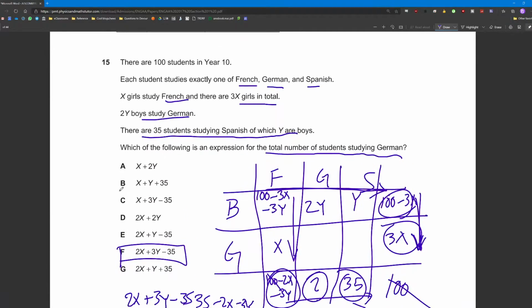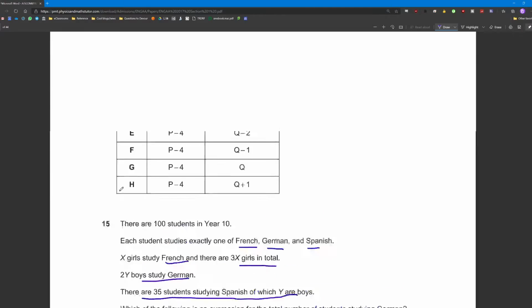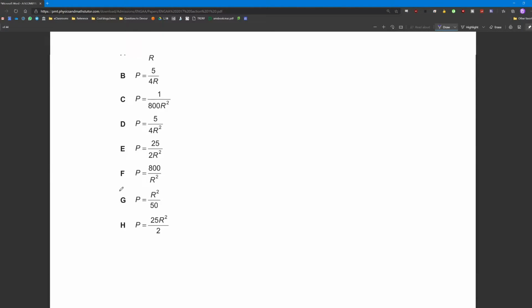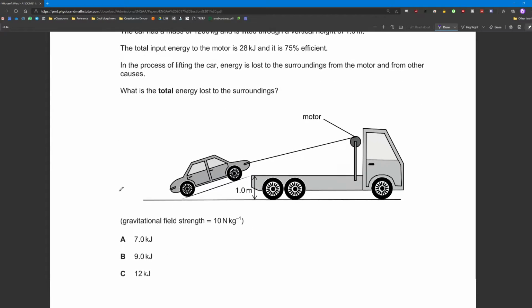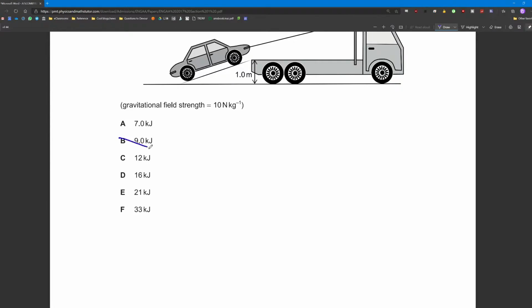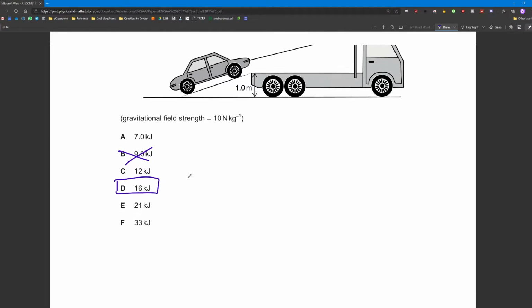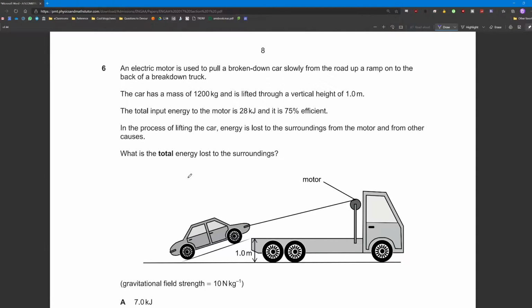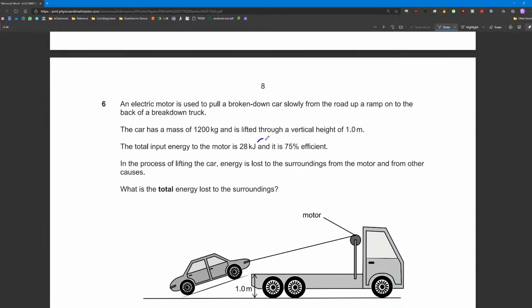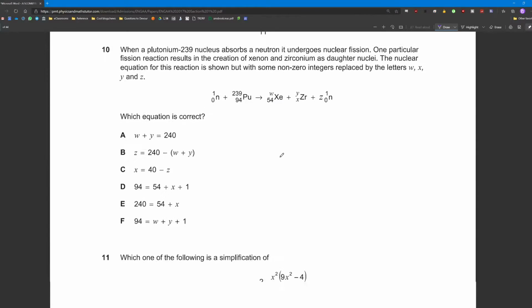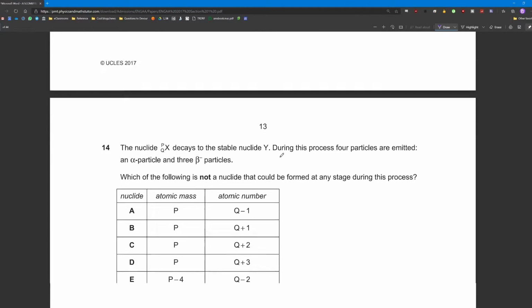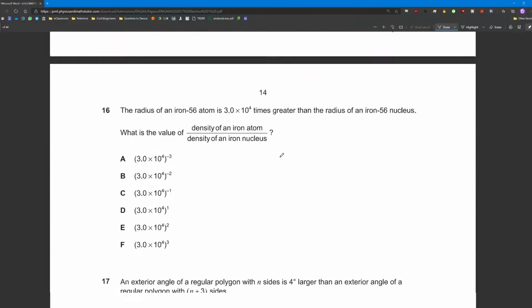By the way, for question 6, my answer was wrong. It is not 9, it is 16, because as one commenter correctly pointed out, we also need to account for the 7 kilojoules of energy lost to the surroundings by the inefficiency of the motor, but I did not account for that. Anyways, back to the questions.